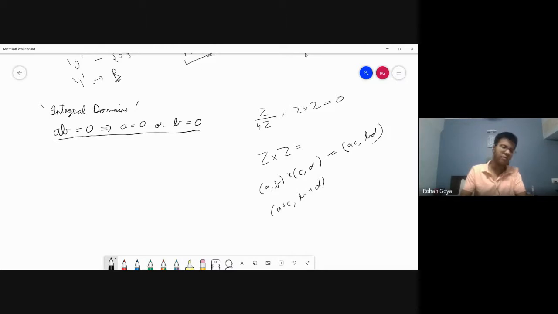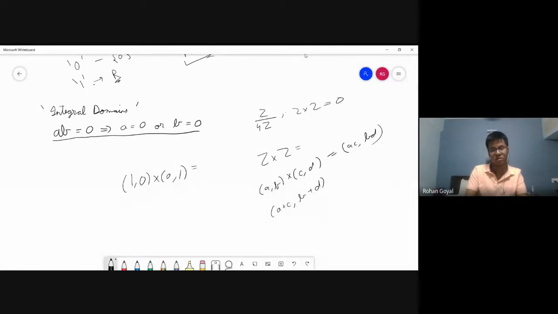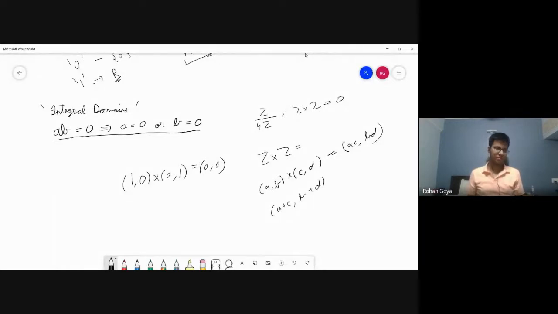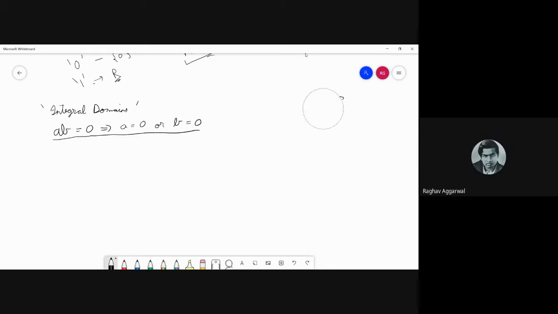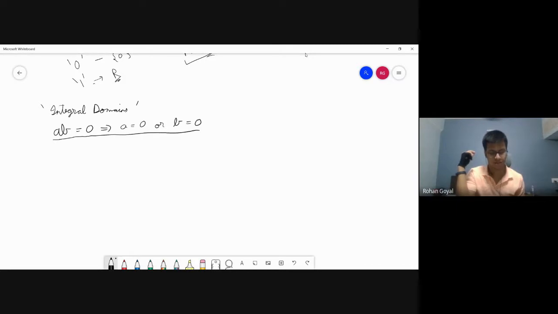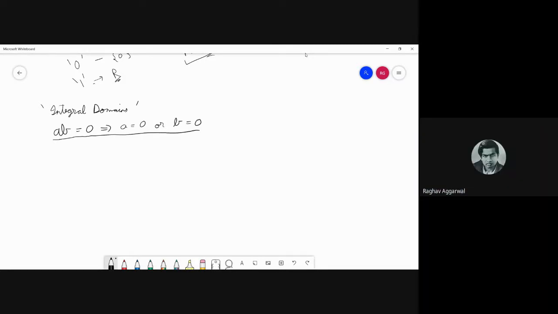So this is obviously not integral, because something like (1, 0) times (0, 1) is equal to (0, 0). Good. Make sense? Yes. Okay, so this is a very important definition. Here A was the ordered pair, right? Yes, because we are defining that ring that way. Yeah, the example was clever, I think.